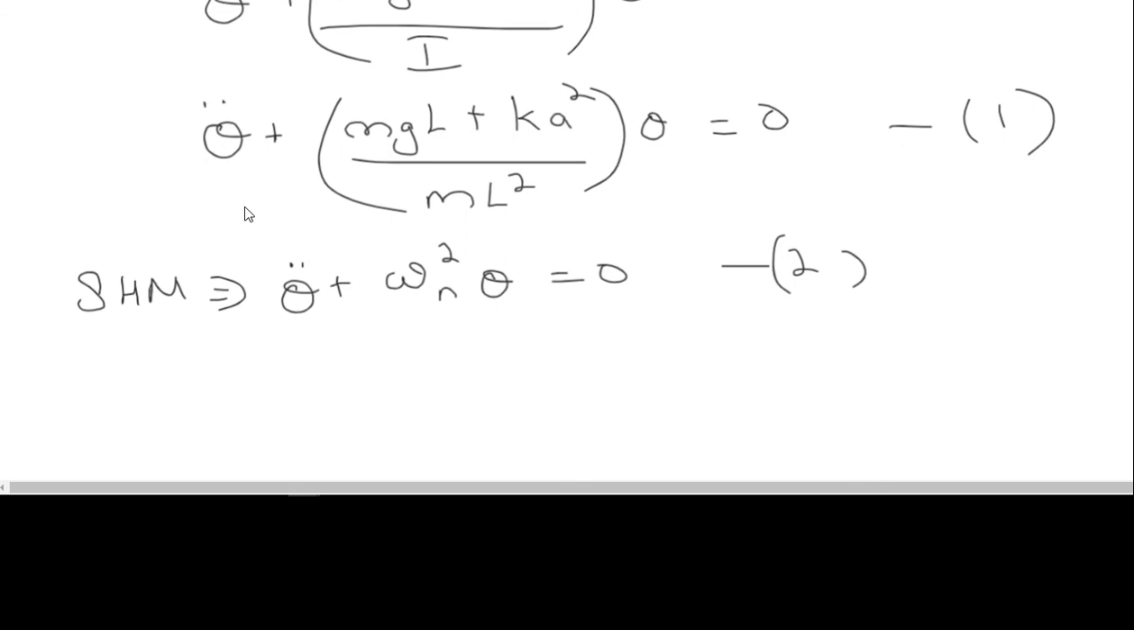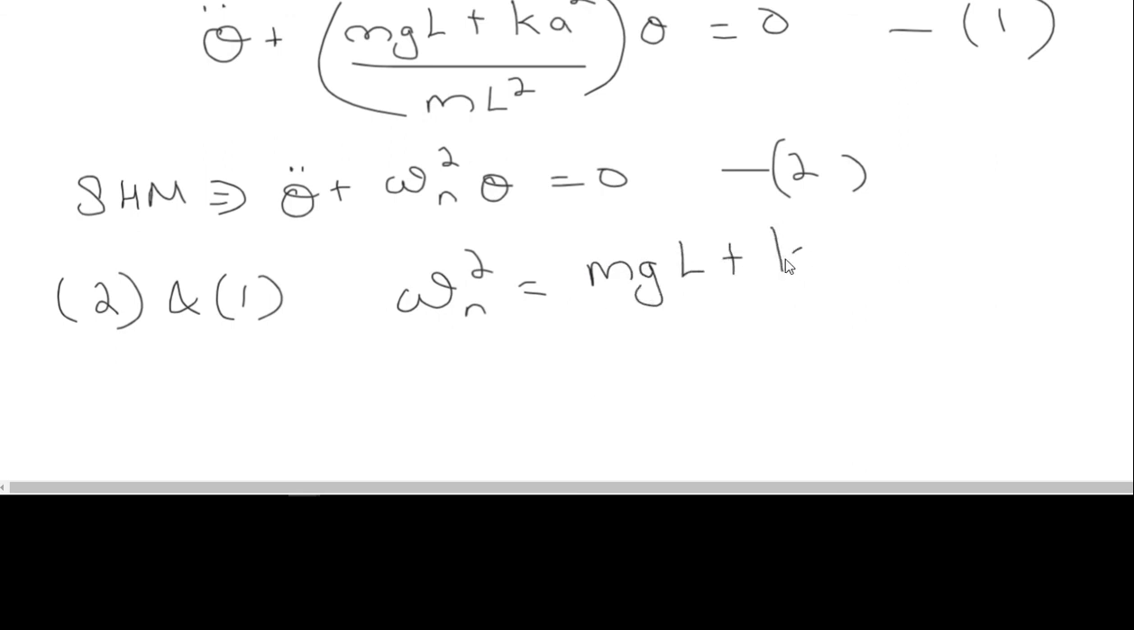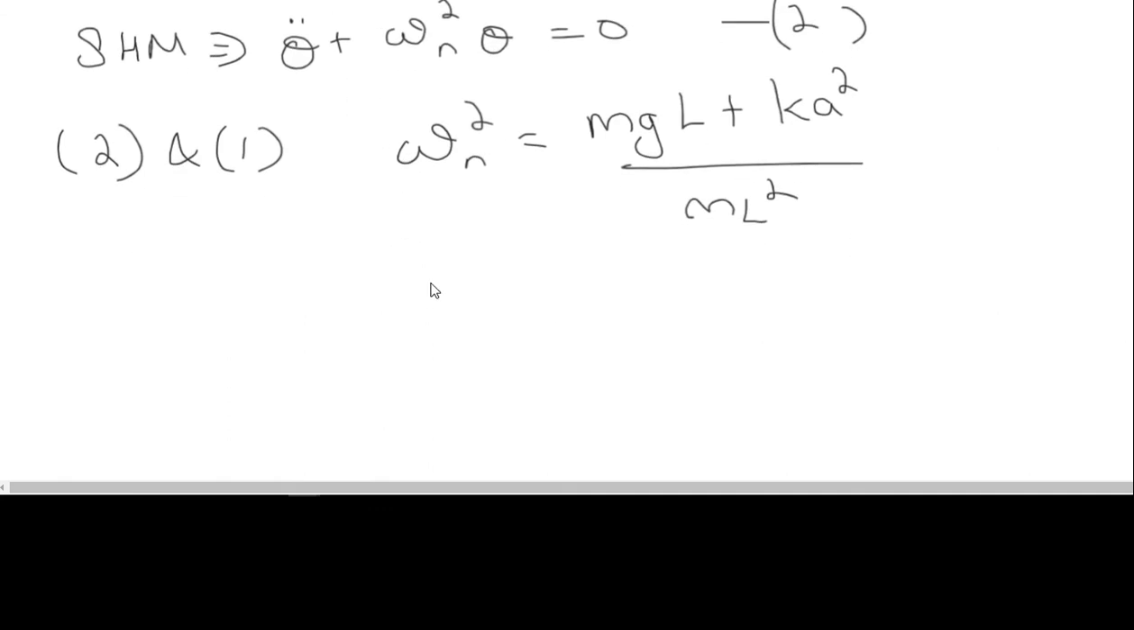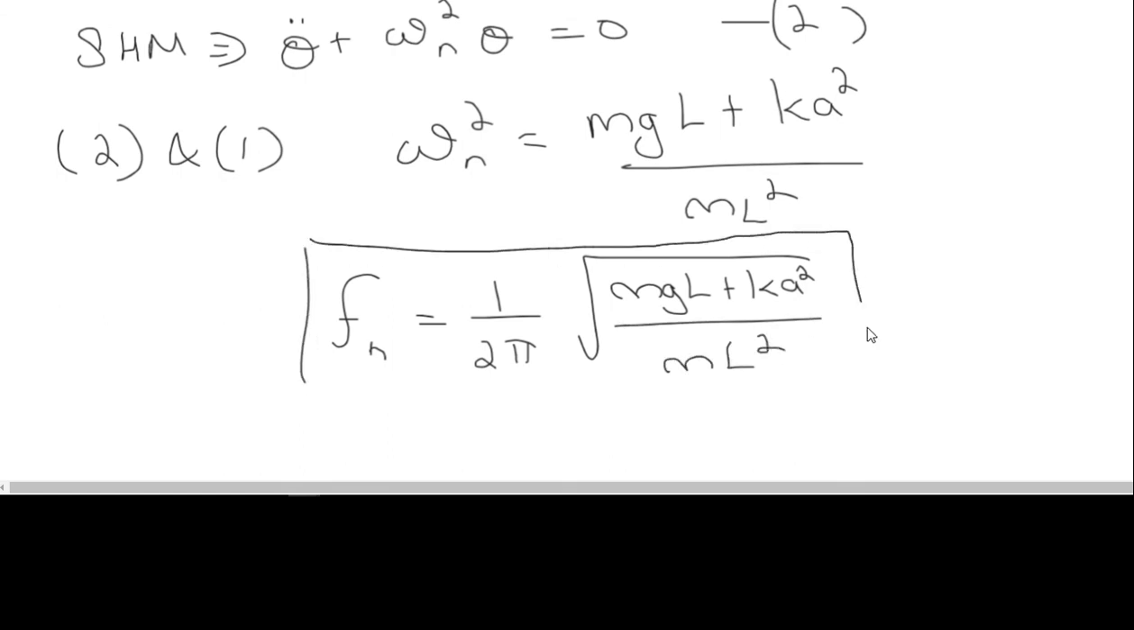Taking equation 2 and comparing it with equation 1, we will get omega n square is equal to (mgL plus k a square) divided by m l square, and omega n will be equal to the root of that. The natural frequency will be equal to 1 over 2 pi times omega n, that is 1 over 2 pi times the square root of (mgL plus k a square) divided by m l square. This will be the answer to your question, that is to determine the natural frequency of the system.